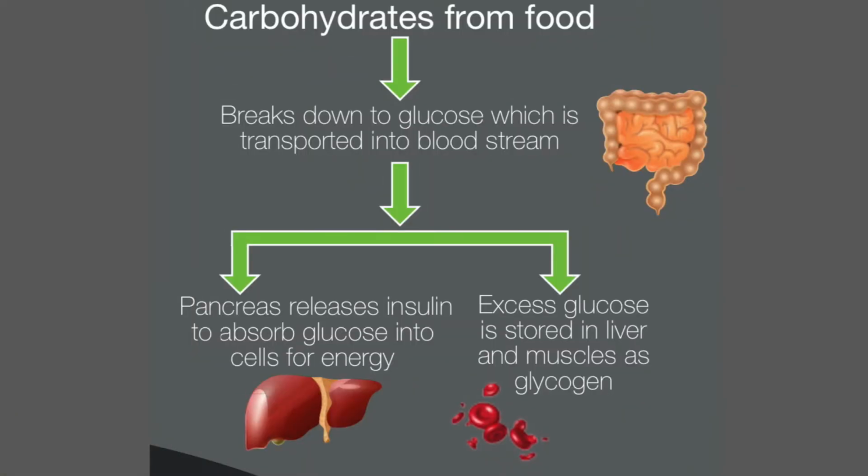So how are carbohydrates utilized in our body? We have carbohydrates from the food. They are broken down to glucose, which is transported into the bloodstream, and from there the pancreas releases insulin to absorb the glucose into the cells for energy, and excess glucose is stored in the liver and muscles as glycogen. So this is the simple way of how carbohydrates are stored in our body.